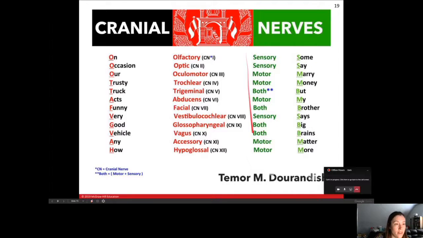Now the other thing to know is whether they have sensory fibers, motor fibers, or both. So if they're just sensory, we say sensory. If they're just motor, we say motor. If they have both, then it's both. So we can do S for sensory, M for motor, and B for both. The only one that I've really heard for this one is some say merry money, but my brother says big brains matter more. And so that goes down 1 through 12 to help you remember which is sensory and which is motor and which is both.